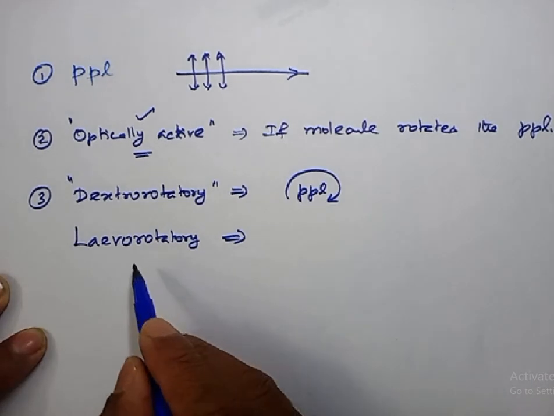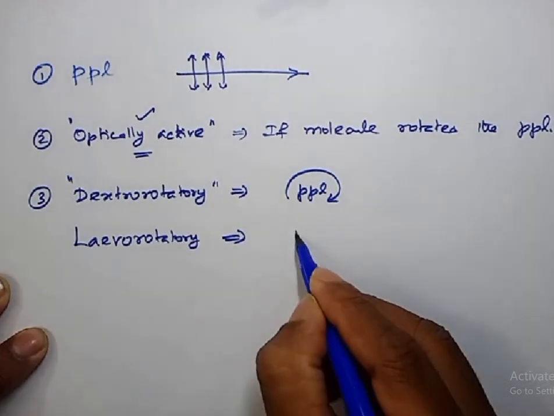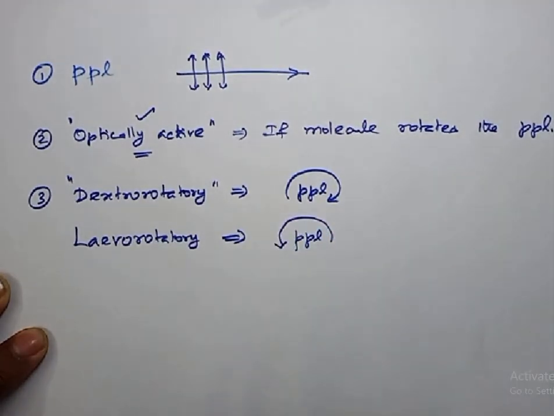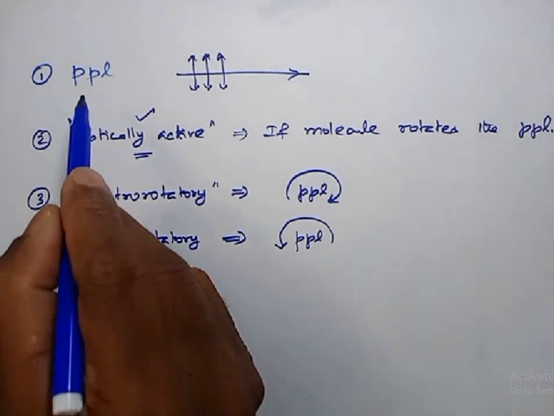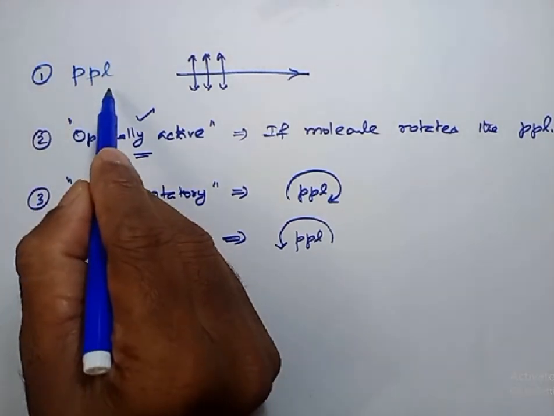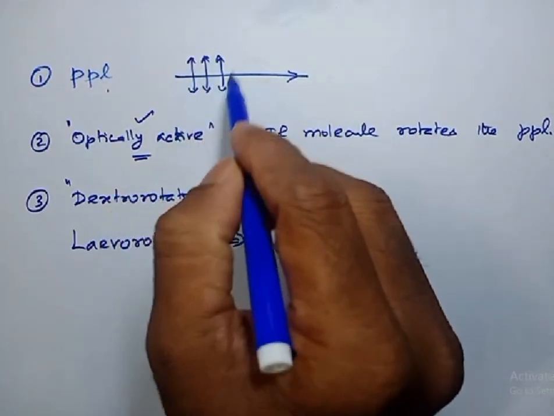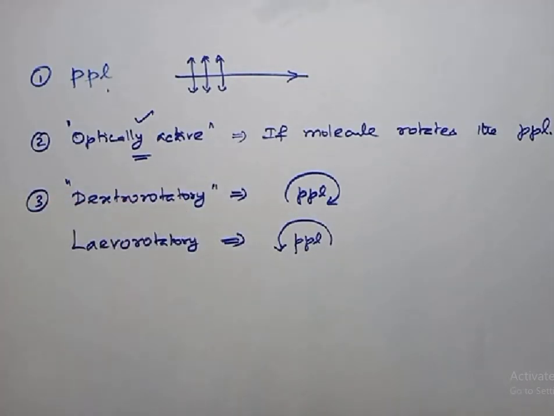Levorotatory. Listen, what is levorotatory? If a molecule rotates the plane polarized light in the anti-clockwise direction, we call that molecule levorotatory. So keep all these points in mind. Plane polarized light means when it propagates in a direction, the electric field will oscillate only in one possible plane, whereas in ordinary light, the electric field oscillates in all possible planes.